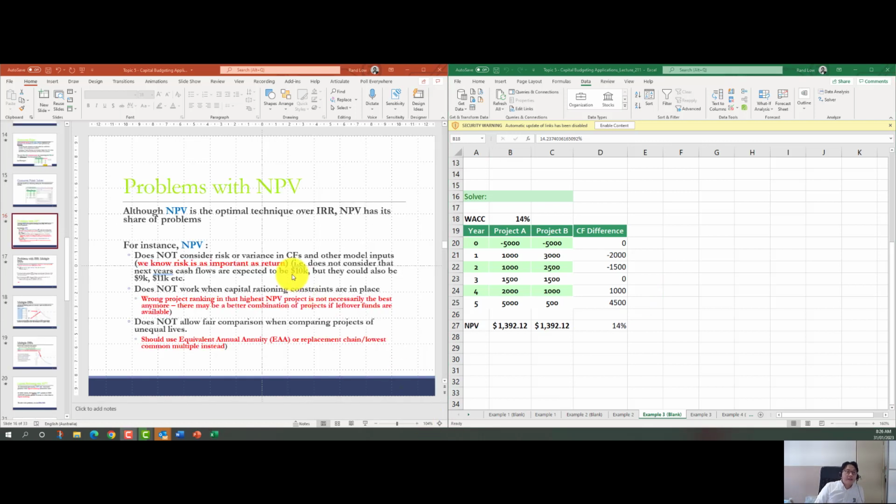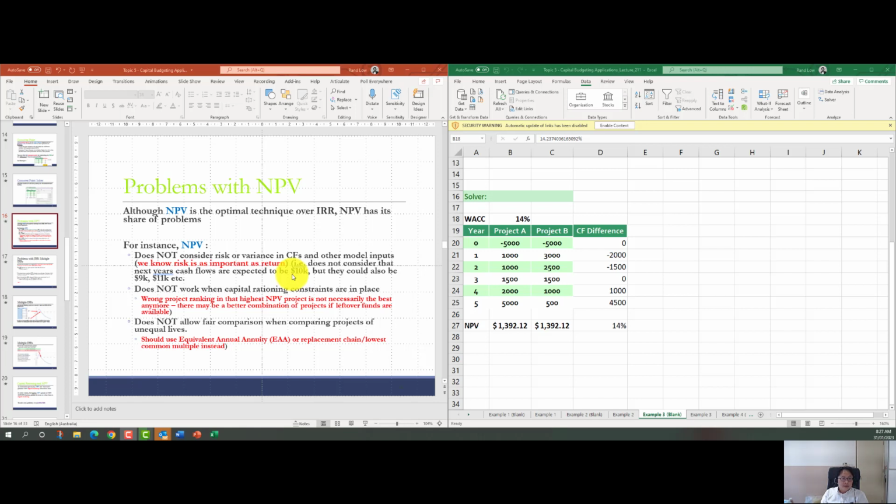So we've said that NPV is usually the better technique over the internal rate of return, but NPV is not perfect. It has other issues. Some issues are the fact that NPV doesn't consider risk or variance in cash flows. So we know that risk is as important as return. It's not just about how much money you get, but you're going to compare how much it varies too. Obviously we would prefer cash flows to be constant over time. If they're constant at 10,000 for the next 10 years, that's great. But we would not like it if it's 3,000 in the first year, 15,000 in the second year, then 8,000 in the third year, and so forth.